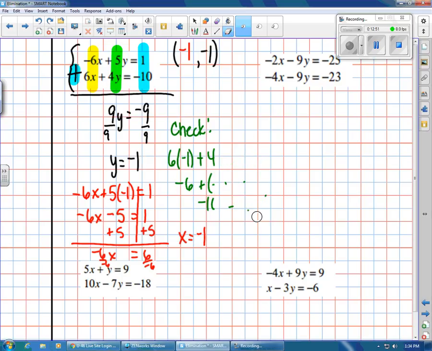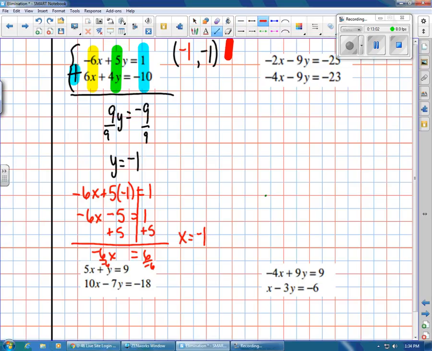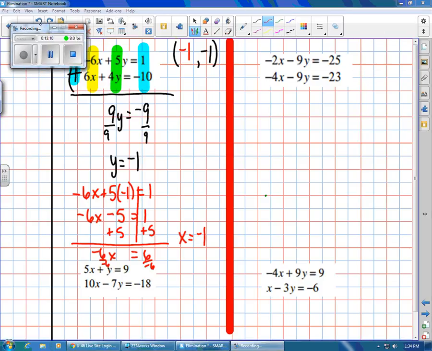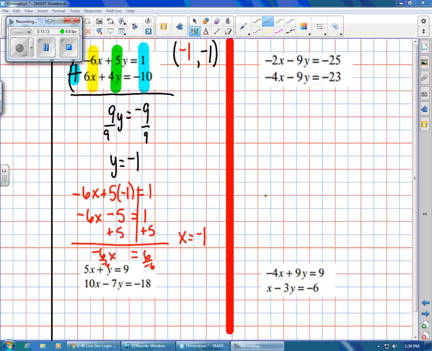So I'm going to erase this right here, and I'll leave the rest of the work. I'll just take away that, and then I'm going to actually put a line here. There we go. So we're going to do this top right equation together. I'm going to move this box over there. There we go. I have negative 2x minus 9y equals negative 25, and negative 4x minus 9y equals negative 23.